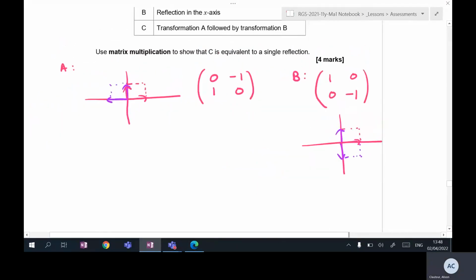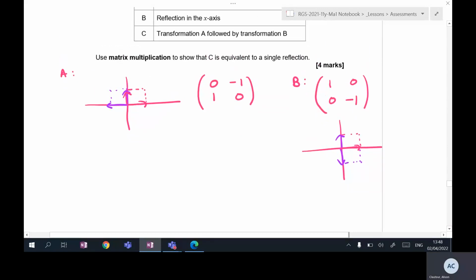And then C, what we're trying to show is that if we do transformation A followed by B, then it becomes a single reflection. So remember, if you're doing a transformation A followed by B, we do the matrix multiplication the opposite way around, so BA. So we want to work out what BA is. 1, 0, 0, minus 1.